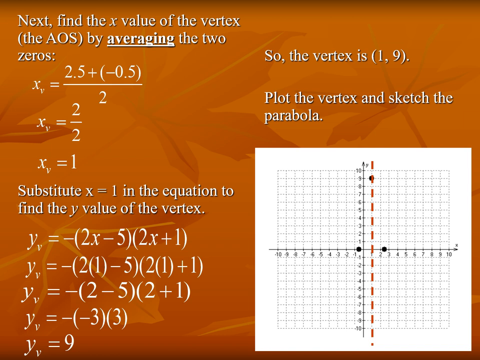Oh, draw the parabola. Did I do it? Does my PowerPoint do it? There it goes. There's the parabola. I'll just keep saying parabola over and over again until you get used to that word.